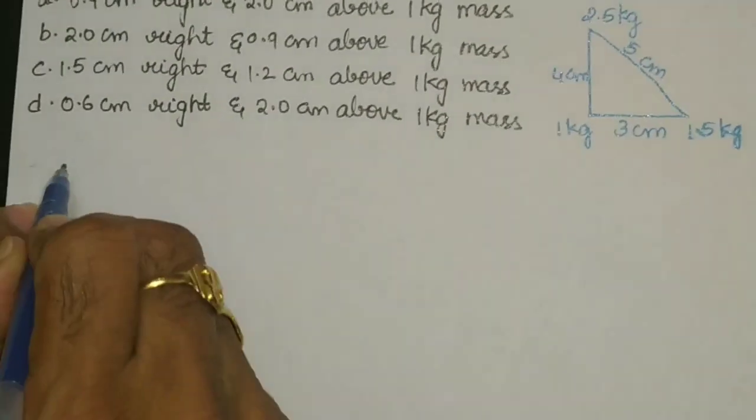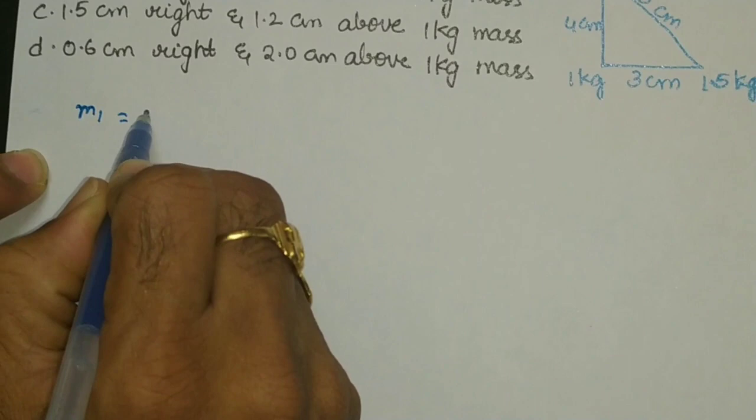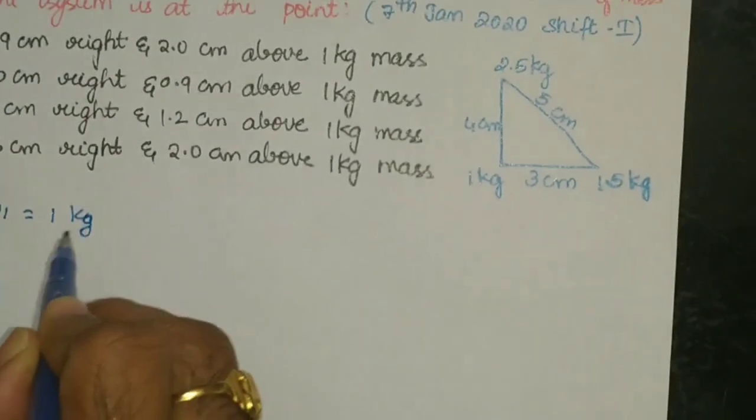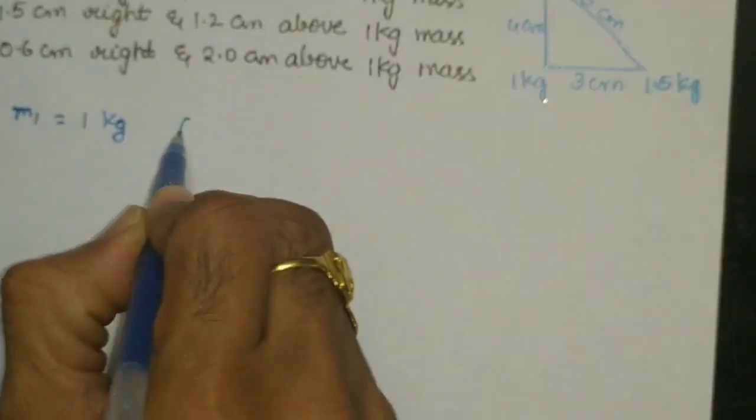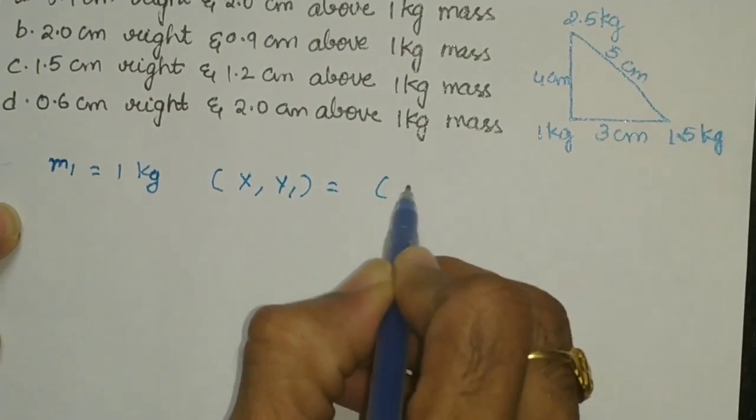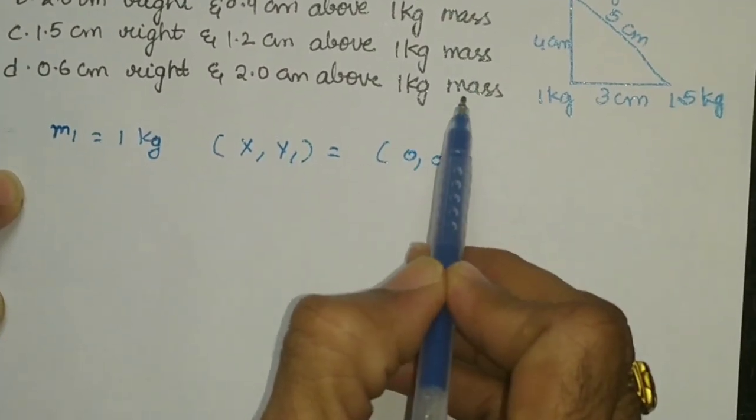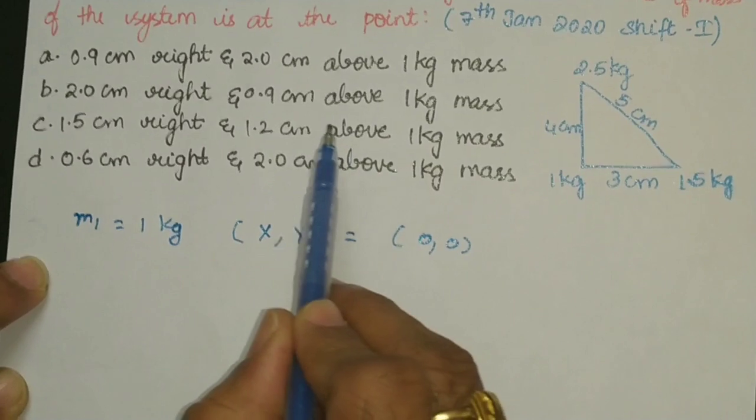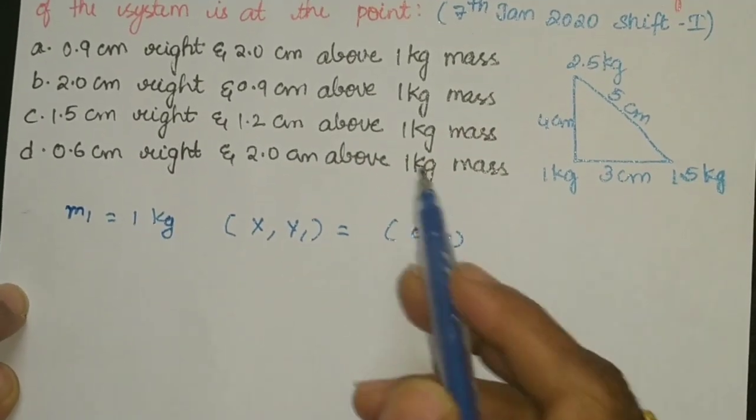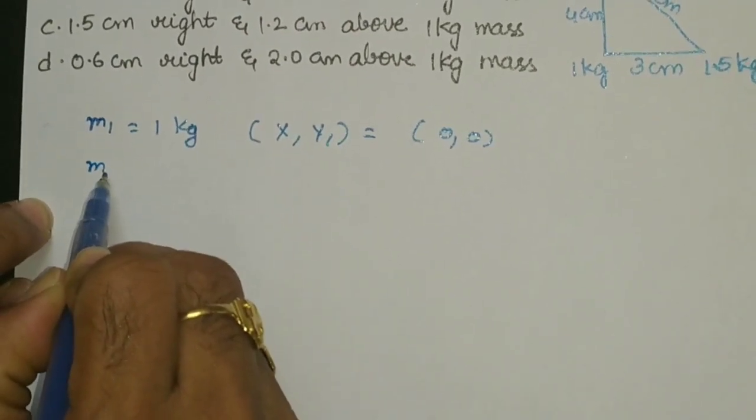Here the mass of the first body is m1 equal to 1 kg. From the diagram itself, let us consider the coordinates of the first particle, x1, y1, as the origin (0, 0), because all options are given as the center of mass from the 1 kg mass. That is why we consider 1 kg at the origin. It is easy to solve the problem by considering 1 kg at the origin.